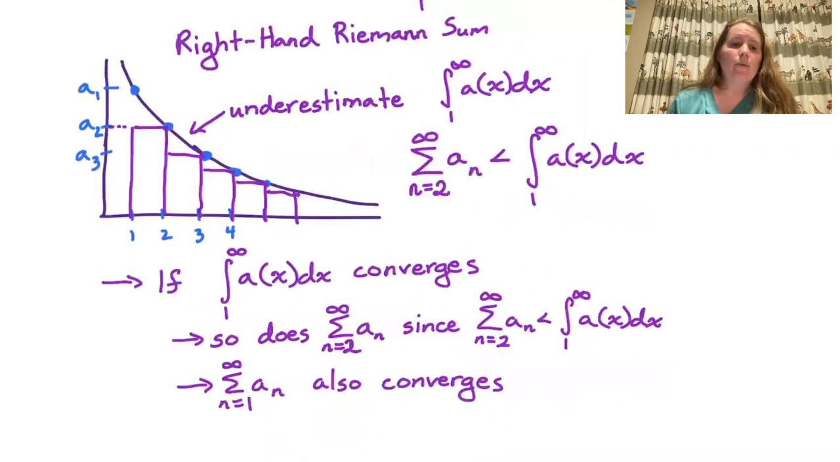But essentially what we have is that if the integral from 1 to infinity of a of x dx converges, then the sum from n equals 2 to infinity of a sub n has to also converge, since that's trapped under the integral. And so that means that the sum from n equals 1 to infinity of a sub n also converges. Again, we've just added on one more piece to a finite sum.